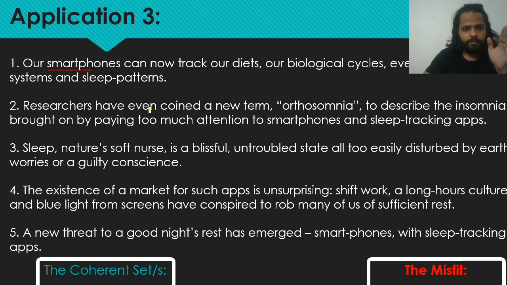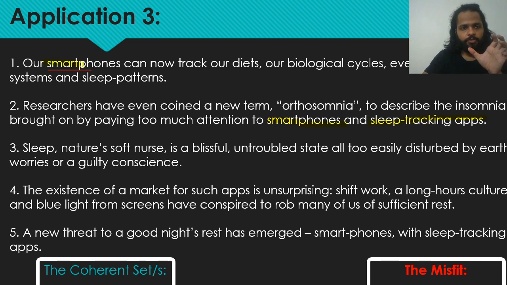Researchers have even coined a new term, orthosomnia, to describe the insomnia brought on by paying too much attention to smartphones and sleep tracking apps. Now, suddenly, researchers is something new that has come in right here. There was no mention of researchers here, so it has altered the context a little bit. There's also new content about insomnia that has been brought in here. But what has stayed consistent in this sentence with respect to the previous one is the smartphones bit, and the sleep tracking apps bit.